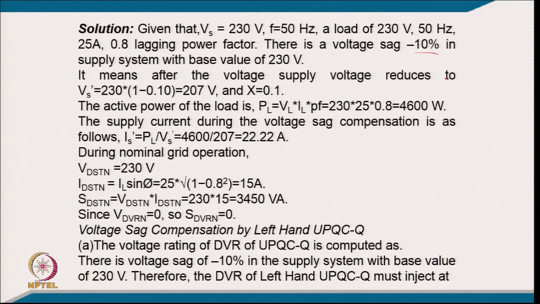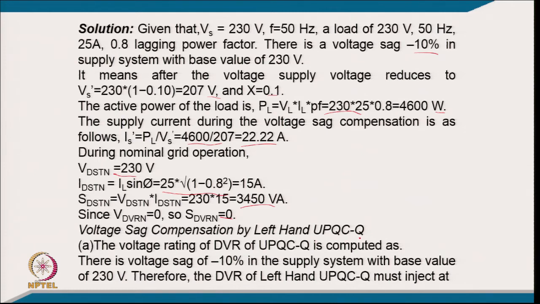It means the voltage reduces to typically 207, x becomes 0.1, and the load power is typically 230 into 20, 4600. The load current becomes 22.22, and the voltage rating of the D-STATCOM is 230 and the current rating corresponds to a reactive power of 15. So, the D-STATCOM rating is typically 3450 and your DVR rating is 0 under normal condition.